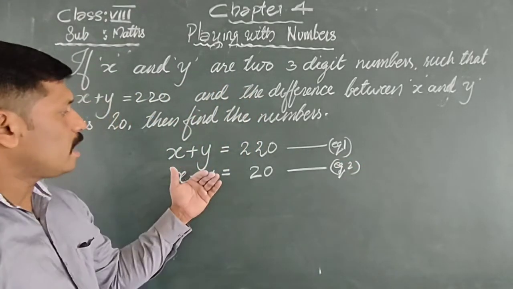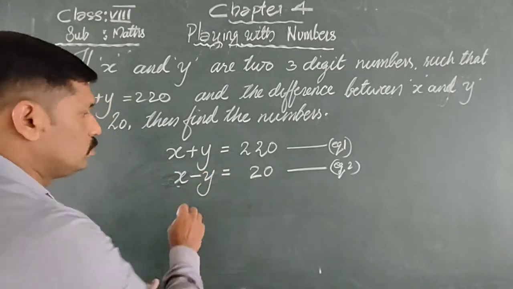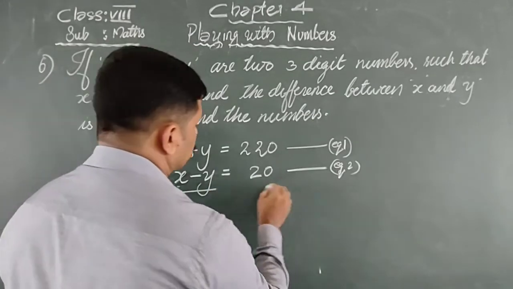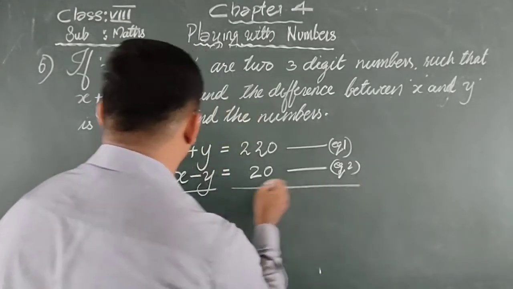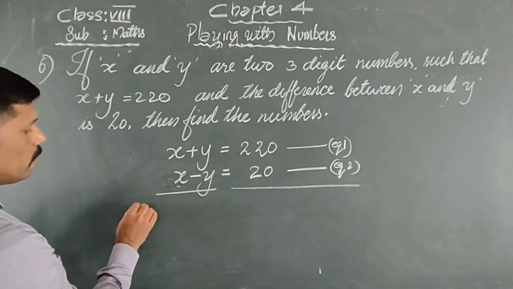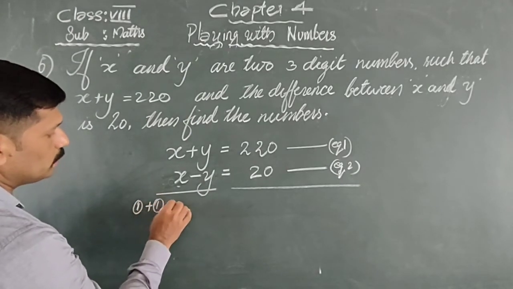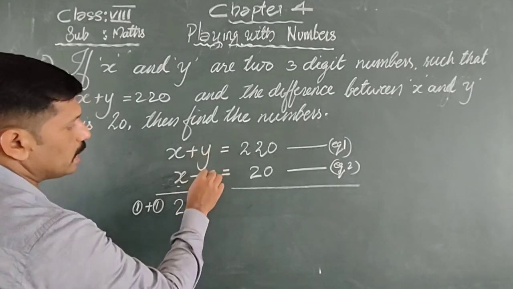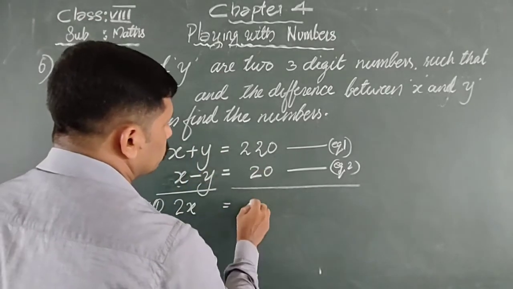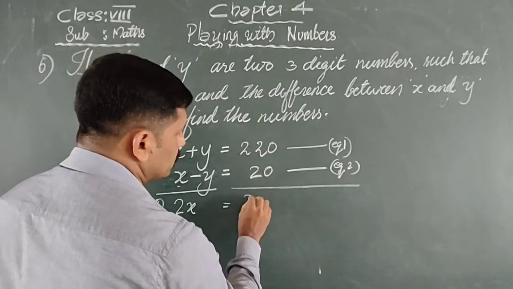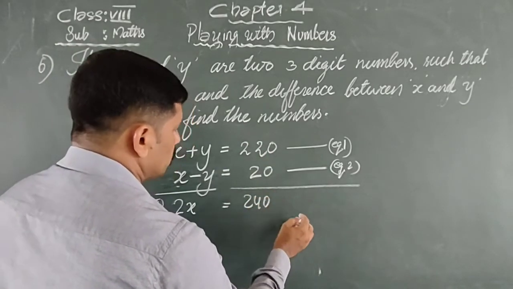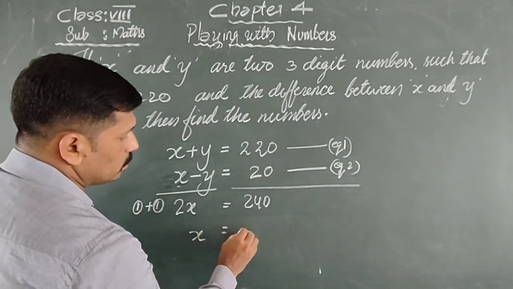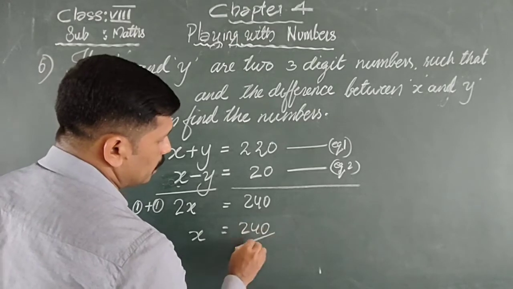So we are going to add the two equations, equation 1 plus equation 2. If we add X plus X, that is equal to 2X, and positive Y and negative Y will be cancelled. 2X is equal to 220 plus 20, which is equal to 240. Therefore, from this we can find X. X is equal to 240 divided by 2.